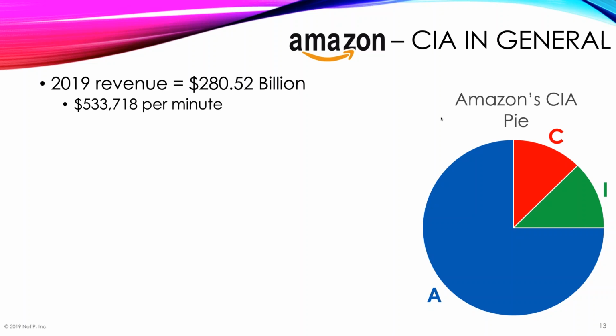$533,000 per minute. If you talk to a lot of people, they would tell you that a denial of service attack is a nuisance. And I agree. A denial of service attack is absolutely a nuisance. And to Amazon, it is a $533,000 per minute nuisance. That is a pretty big nuisance. You know, if you look at Amazon Day in 2019, it was kind of a bust.